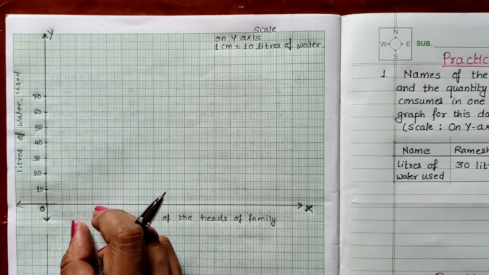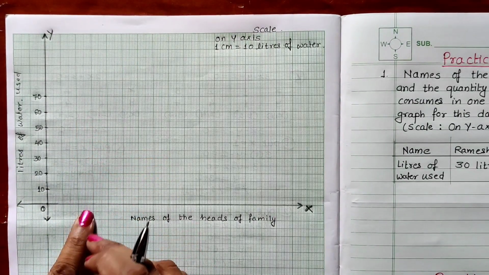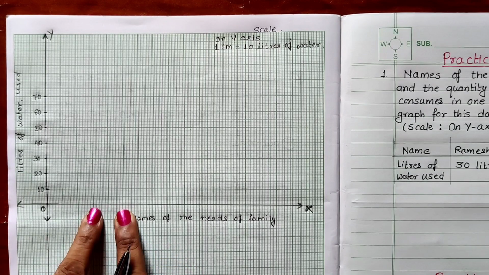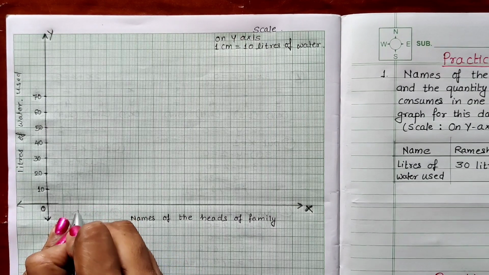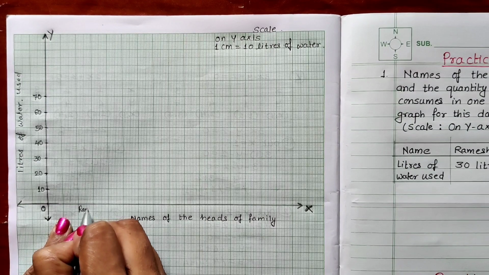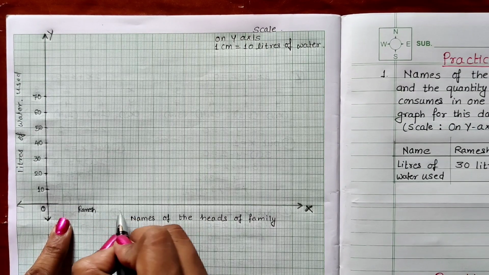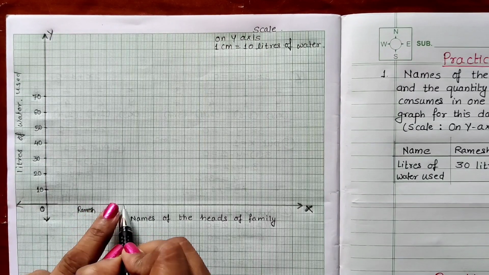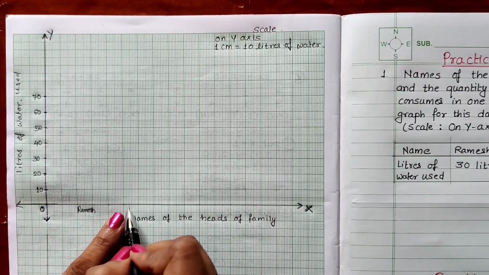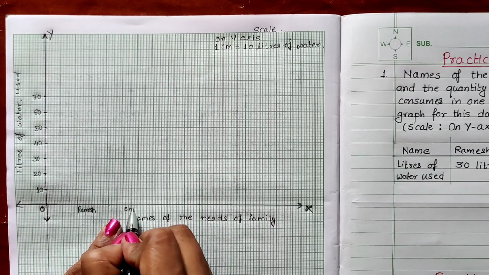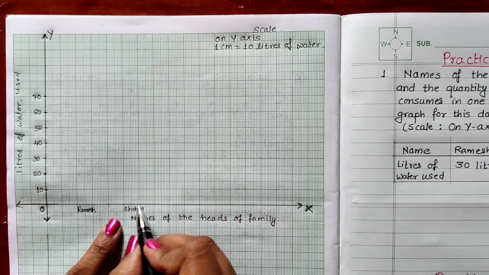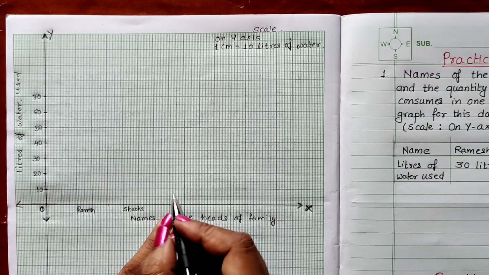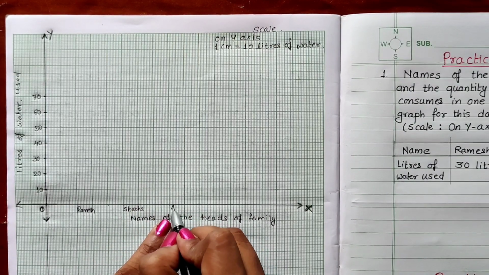So we have to see that we have to draw 5 columns. In each column, the distance between 2 columns should be the same. So I will be drawing the first column here. Ramesh I write here. Second column after 2 units, 1, 2, I will be drawing the second column. The name is Shobha. Then again after 2 units, I will be writing the third column. Head name is Ayub.